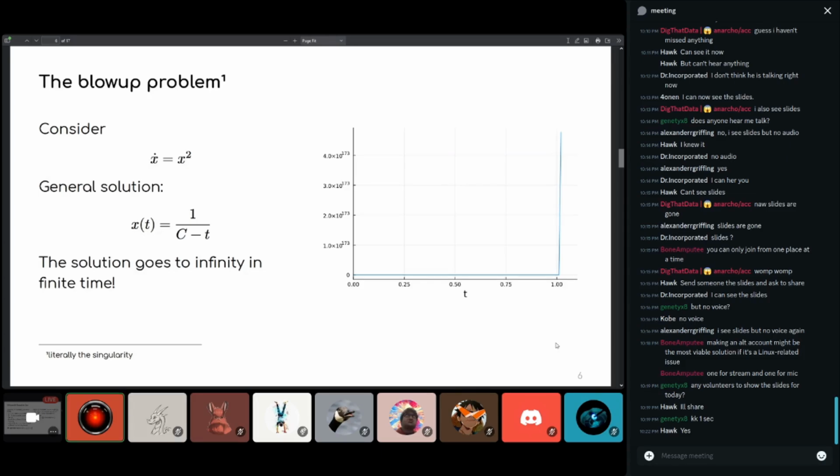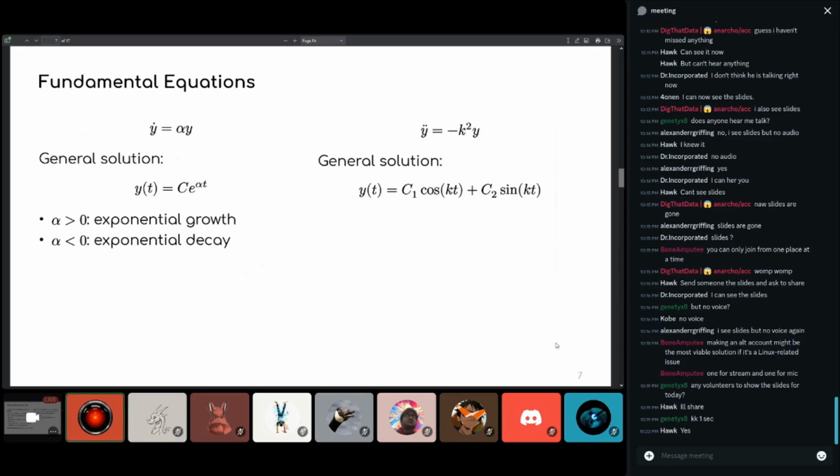Okay, next please. Right, so I mentioned some very fundamental equations. The first one on the left, we already sort of saw it. It's y dot is equal to alpha y, where alpha is some real constant, but it could be complex if we feel like it. And the generic solution for this is simply going to be c, a constant that depends on your initial condition, times e to the alpha t.